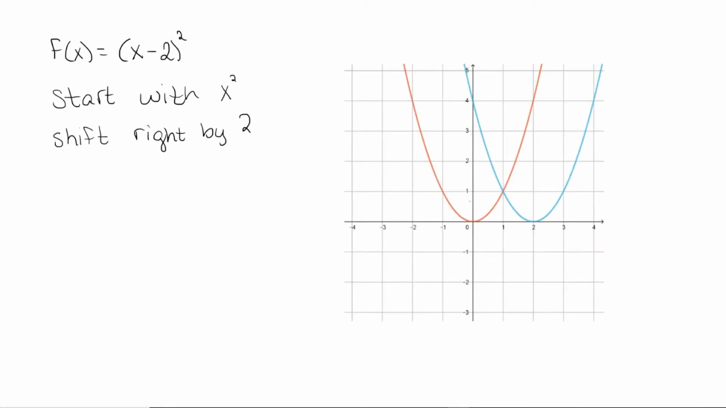Here I have a graph. This orange graph here, this is the graph of x squared. And I took every point and moved it right by 2 units to get my new blue graph. And this is the graph of x minus 2 squared.